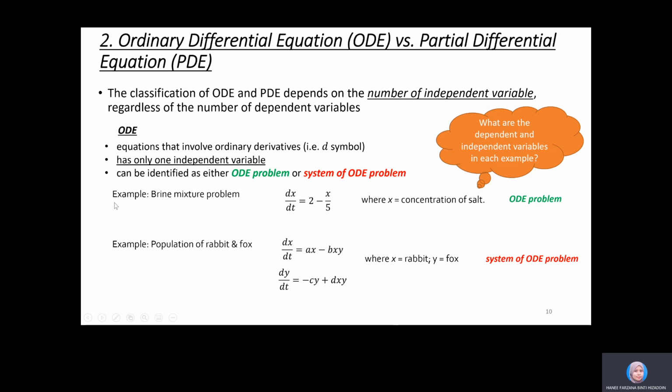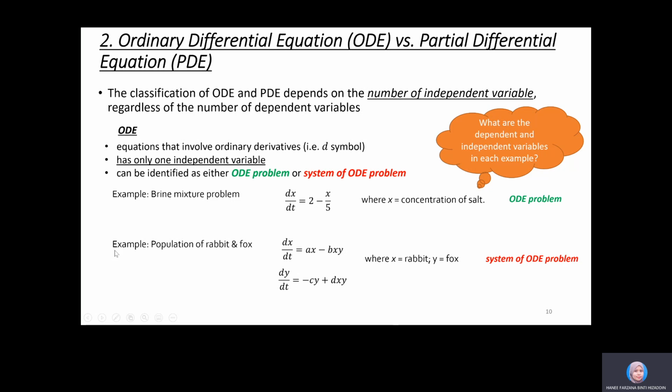Okay, let's see an example here. The first example is the brine mixture problem. So x is the concentration of salt, the concentration of brine, and t is the time. So you can write down the change in concentration of salt per unit time, and this is the function: 2 minus x over 5. So in each example here, think about what the dependent and independent variables are.